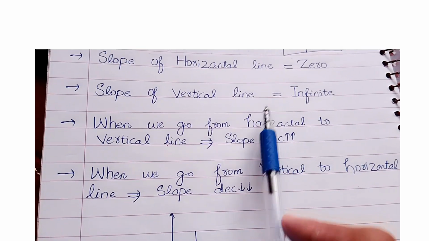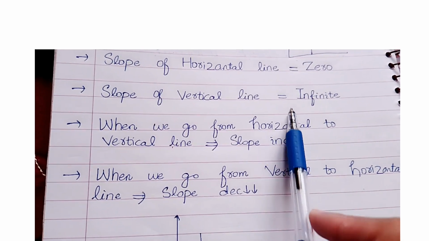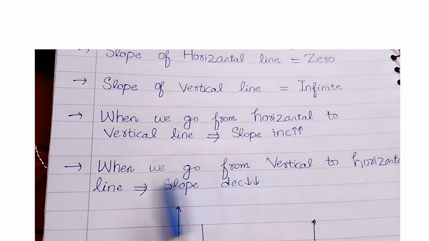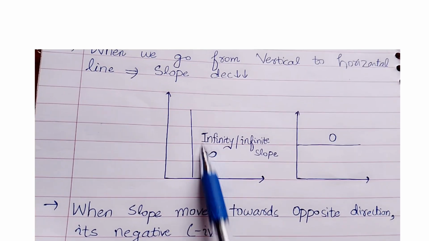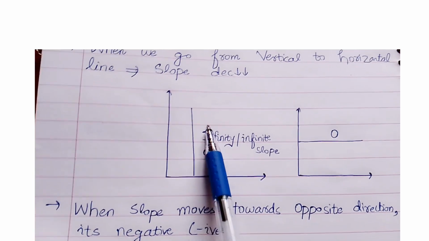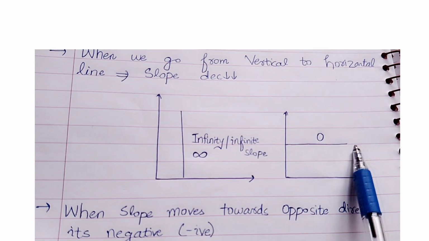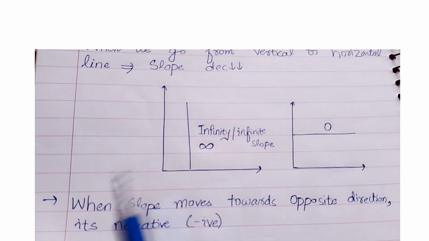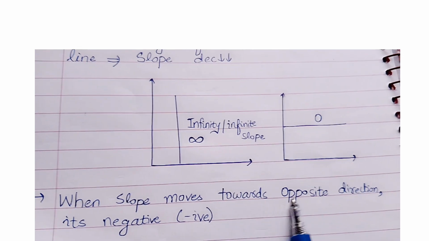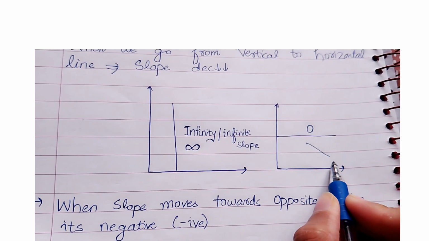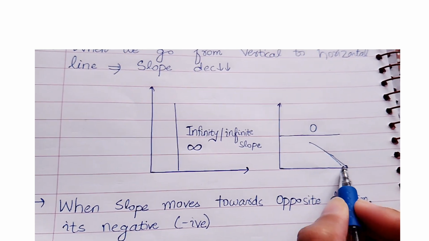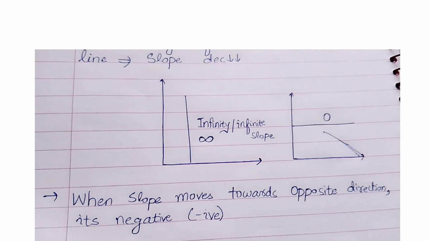When we go from horizontal to vertical, meaning from 0 to infinity, slope is increasing, and when we go from vertical to horizontal, slope decreases. Here I have made this vertical line showing infinity, and this horizontal line showing 0. And the other case is when the slope is moving in the opposite direction, starting from here and going like this, then it is negative. I will explain the same things through this diagram, which is very important.